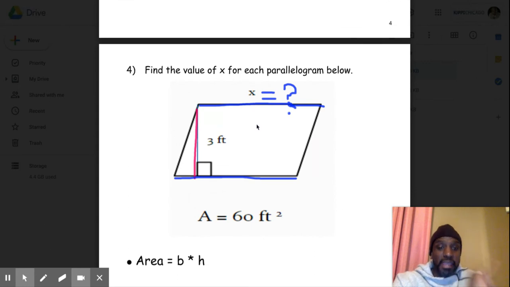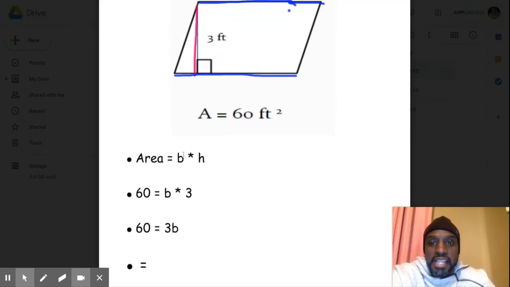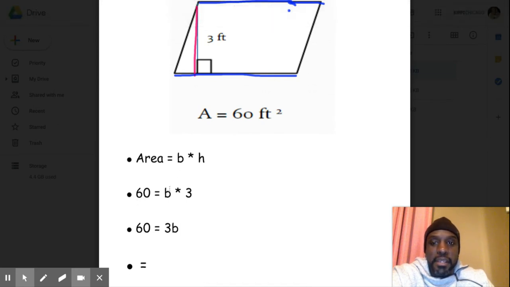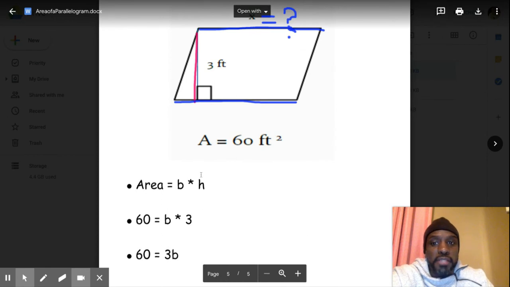Remember, area is base times height. This is nothing but a rectangle turned sideways. Area is base times height. Here we go. I'm going to scroll down a little bit. It looks like my area equals base times height. My area is 60. I put in 60 for area. I did not put in anything for the base because remember, I have a question mark there for B, right? And then my height is 3.